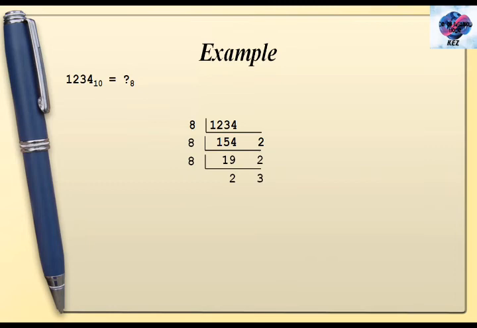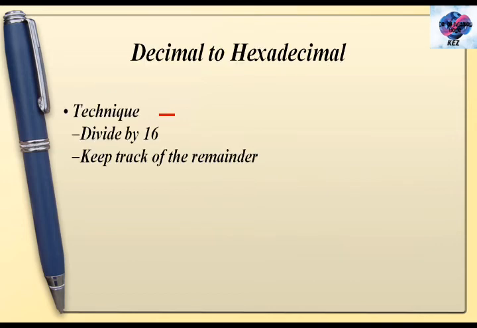Now 2 is coming. If I divide 2 by 8, we will get 0, and this 2 comes as the remainder. So what will it be from the bottom-up approach? 2, 3, 2, 2. This will be our octal conversion. I think this is clear now. Decimal to octal is done.